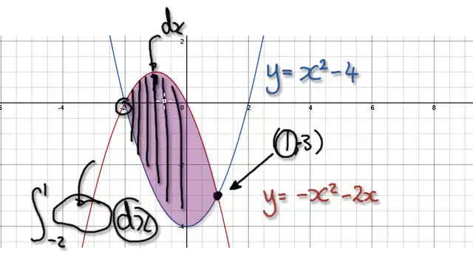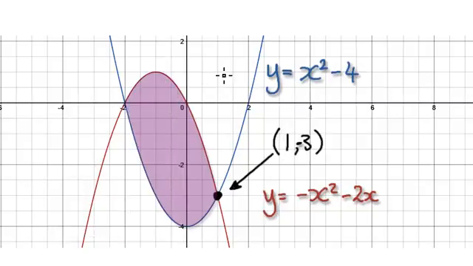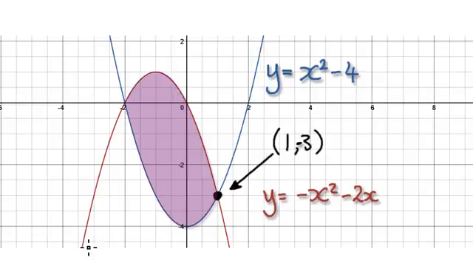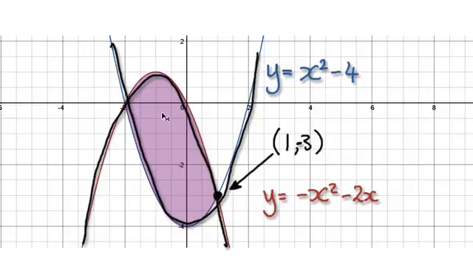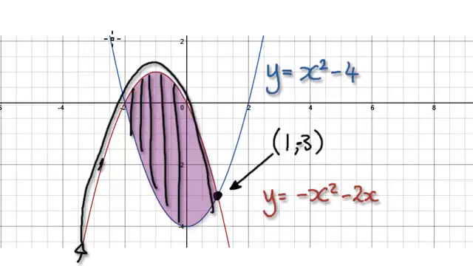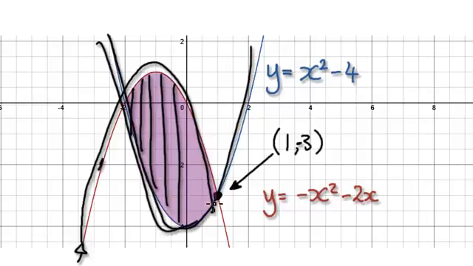Okay. The next question is, you need to know the height of this thing here. Well, do you get the blue line take away the red line, or do you get the red line take away the blue line? If we're summing up vertically like this, do we get this red line take away the blue line, or the blue line take away the red line?